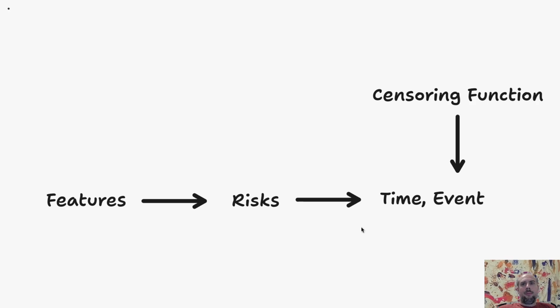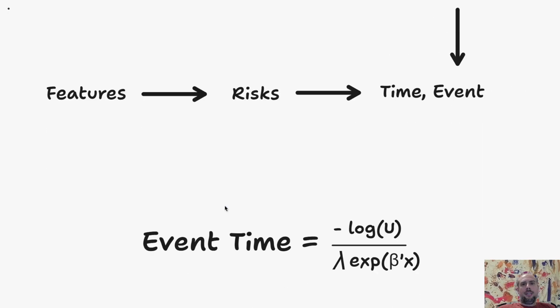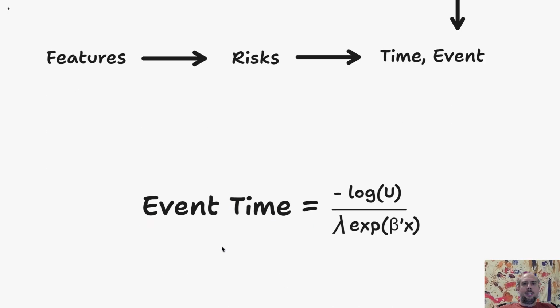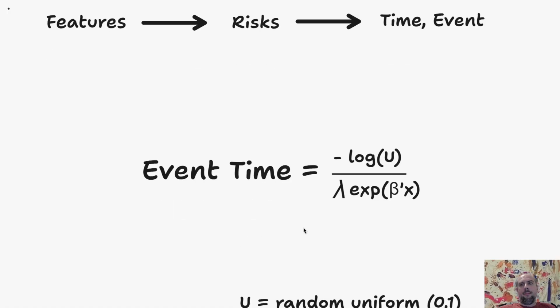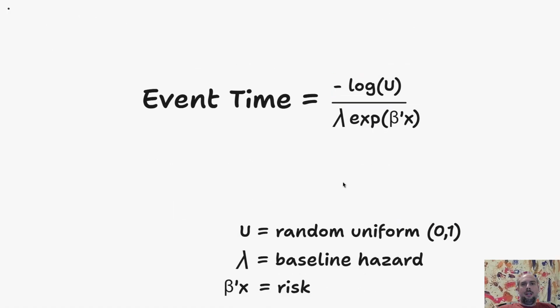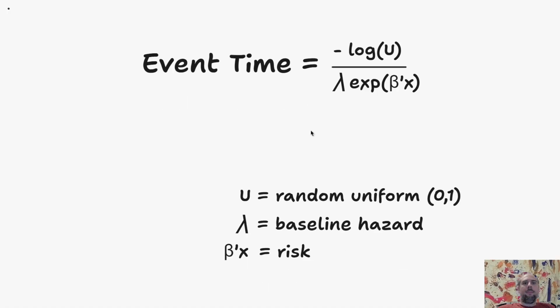So how do we go about making this time to event data? You can use the exponential distribution, which is the simplest distribution because the rate of failure does not depend on time. So you have the same rate at all time points. It looks a little complicated, but it's not too bad. U is just a random number between 0 and 1. And because the log of a number between 0 and 1 is negative, we have a negative here, so our times will always be positive. Lambda is the baseline hazard, and then beta prime x is just the risk.